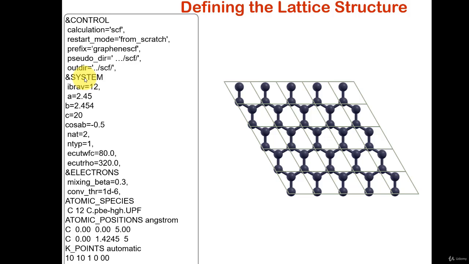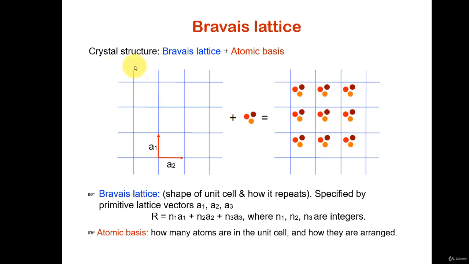In the system section, we should define the lattice type. A crystal structure is identified by two things. First, Bravais lattice, and second, atomic bases. Bravais lattice is an array of unit cells with arrangement and orientation that look exactly the same from any of the unit cells. Bravais lattice defines the shape of unit cell.